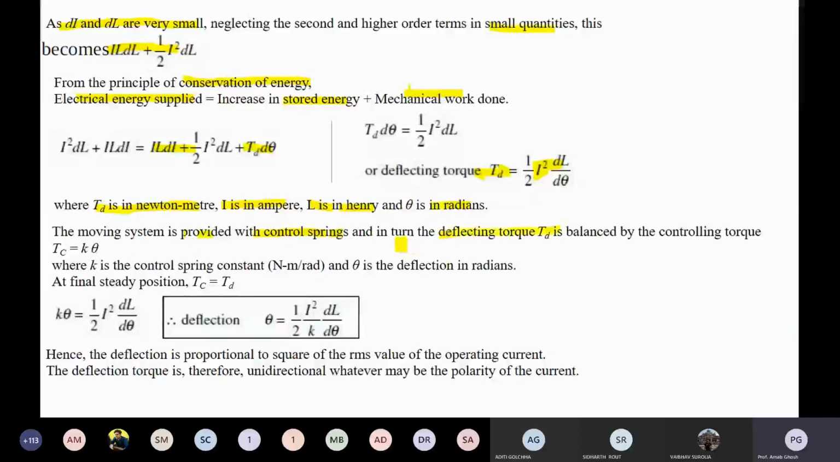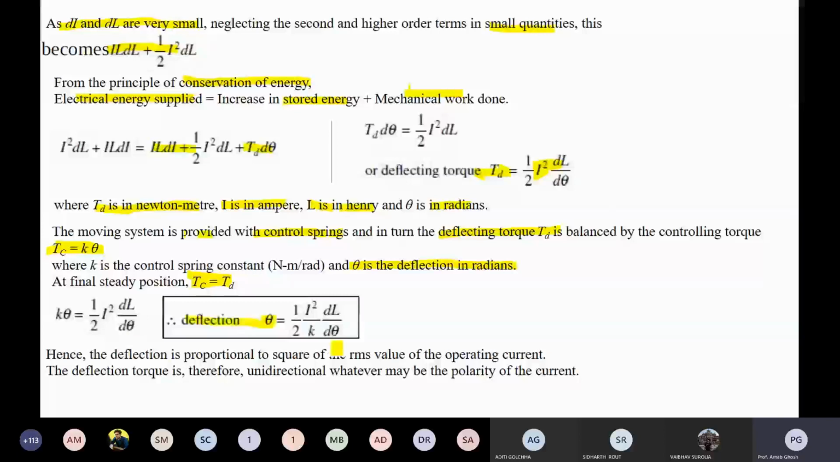So the deflecting torque and the controlling torque counter each other. The controlling torque you can consider as a spring constant, Tc equals k theta, where k is the control spring constant and theta is the deflection in radian. As per the equilibrium condition, Tc equals Td, so k theta equals half I square dL d theta. So the deflection theta equals half I square by k dL d theta.